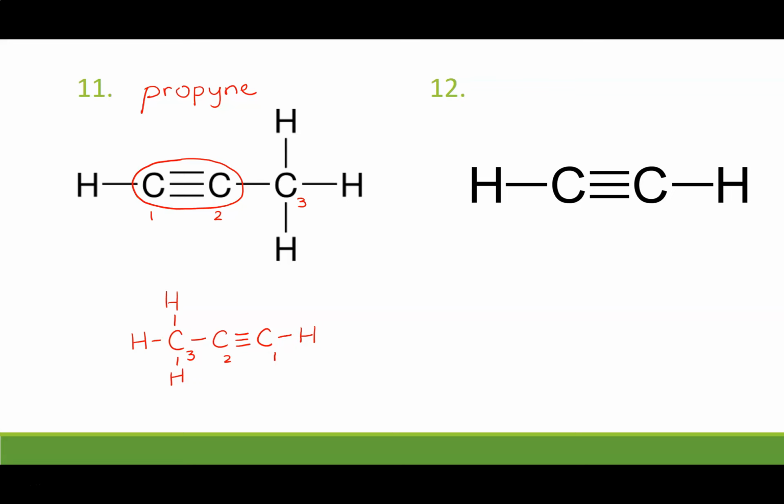In number 12, again we have an alkynyl group, and there are 2 carbons. So we would call this ethyne.